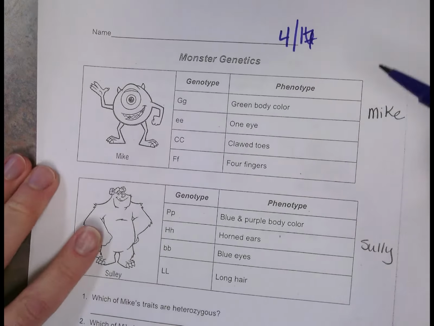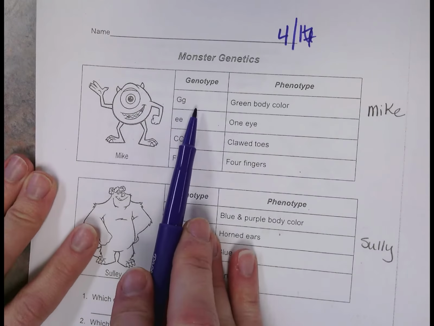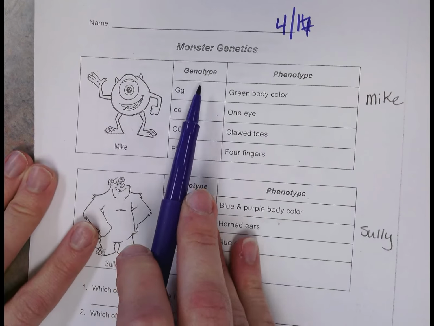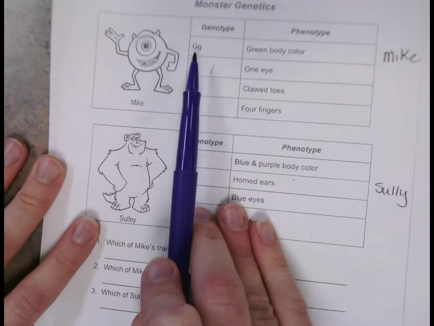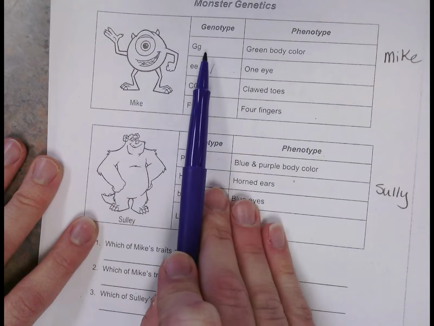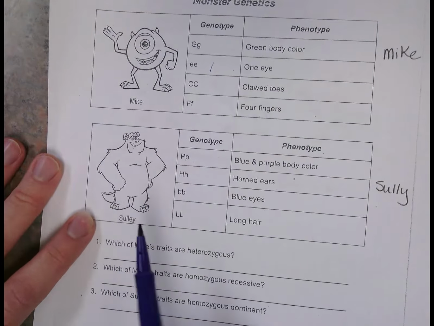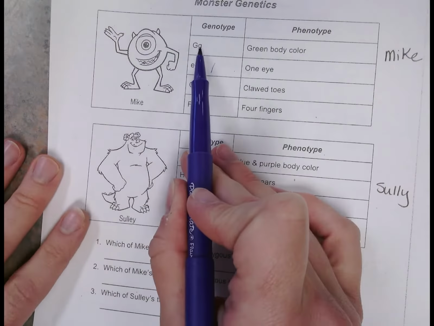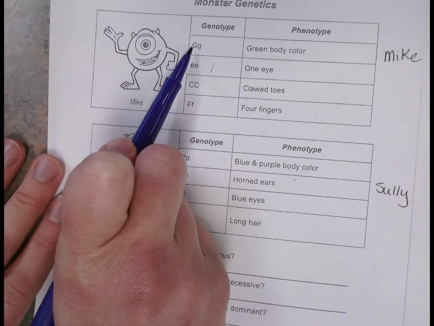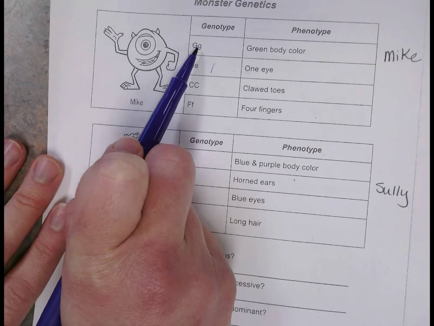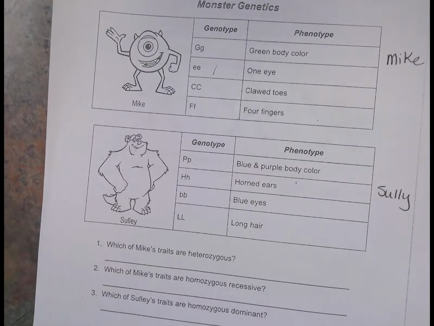So for the monster genetics, you have your genotypes, which in this case are letters. And then you have your phenotype here, which is going to be the color. The genotype for Mike is going to be big G, little g, and he has a green body, which means he has the dominant trait of green, but whatever little g represents is probably a different body color.